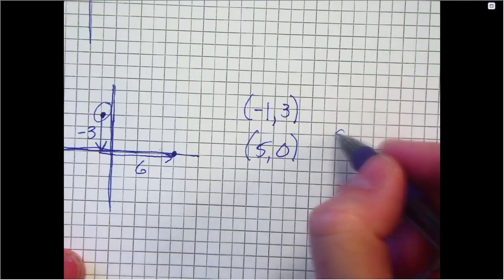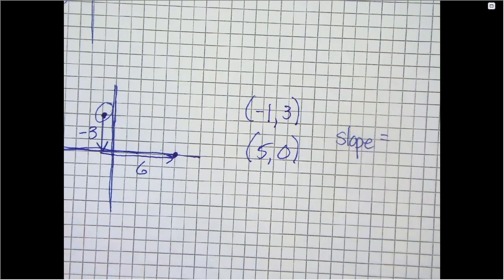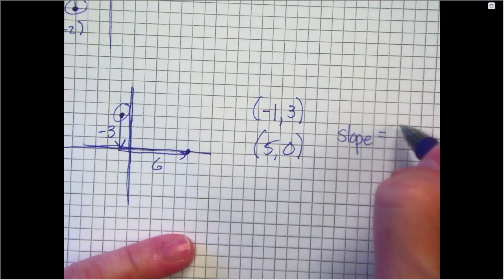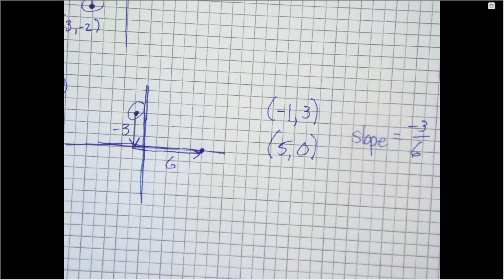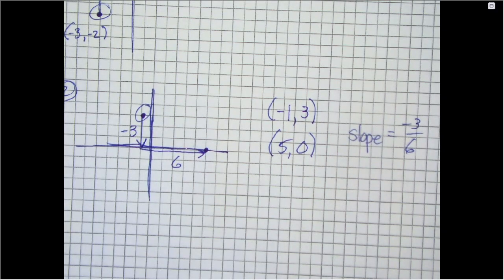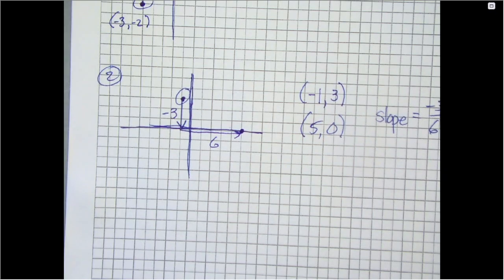So then, what is my slope? Negative 3 over 6. And if you reduce that, great. If you don't, great. That's not what I'm worried about. All right, number 3.